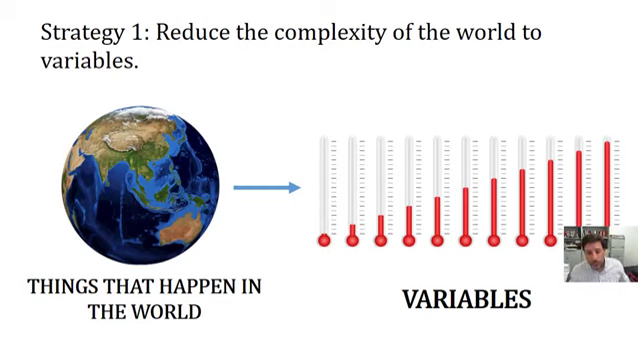So the world is very complex, a lot of things go on in the world, and it's very, very difficult to do science if we don't reduce that complexity somehow. So variables are characteristics of things that can take different values. For example, if the things that we are interested in are people, age could be a variable because that's a characteristic of people, and it can take different values.